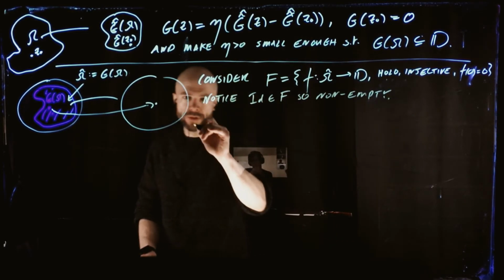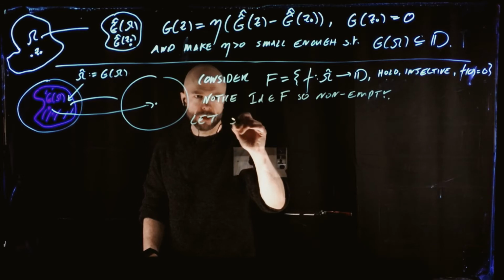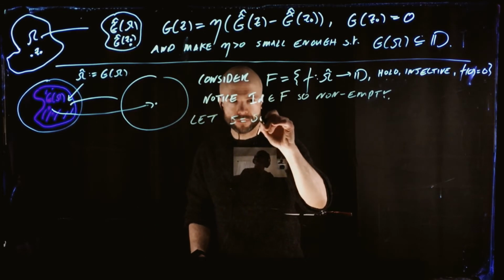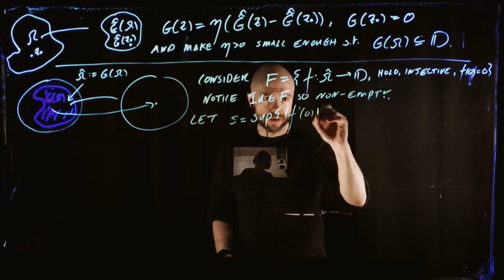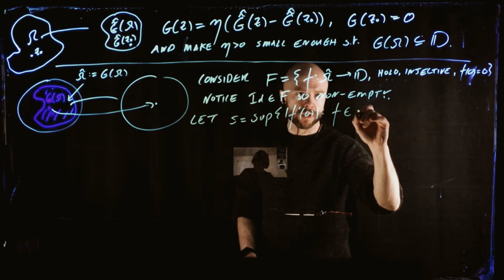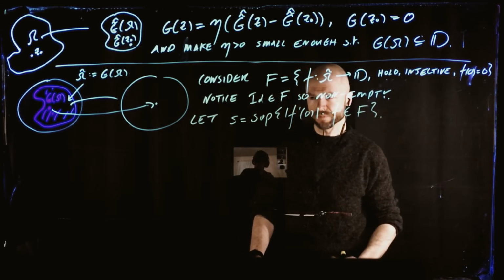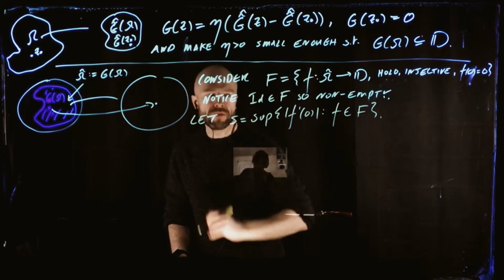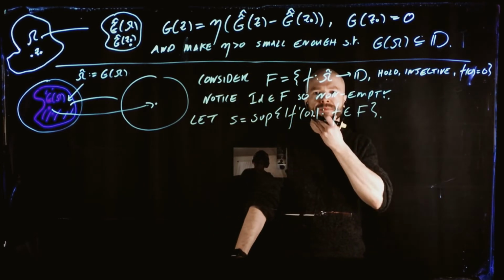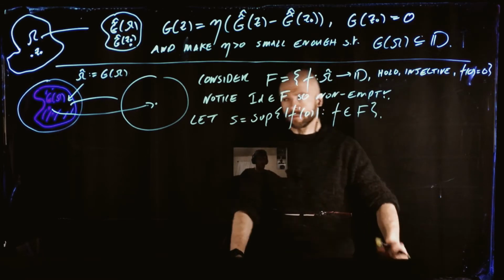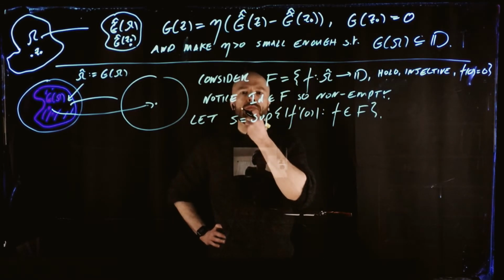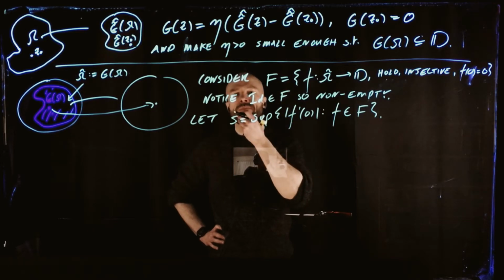All right, so let S be the supremum of the absolute value of f prime of 0 for f belonging to a mapping class like this. Okay, does S have to be finite? Does S have to be finite, people?